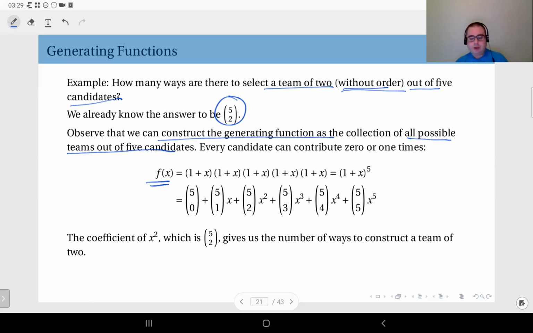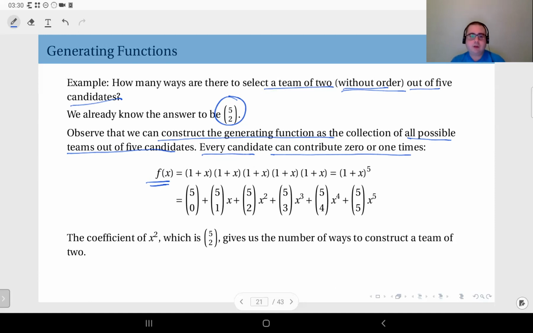So how I can do that is every candidate can contribute 0 or 1 times. So remember the coins, the very first example. The coins had unlimited input, so you can use 0 pennies or 1 penny or 2 pennies or 3 pennies and so on. But here, of course, every candidate can be involved in a team either 0 times or just once. So you cannot put one person in a team twice or 3 times. It's simply against the nature of the question.